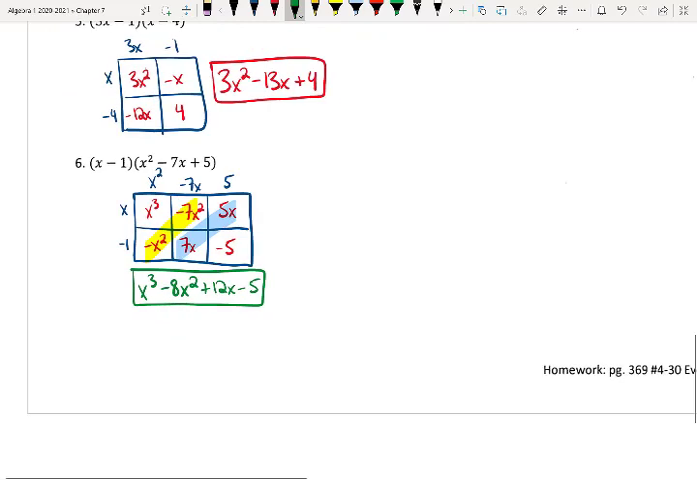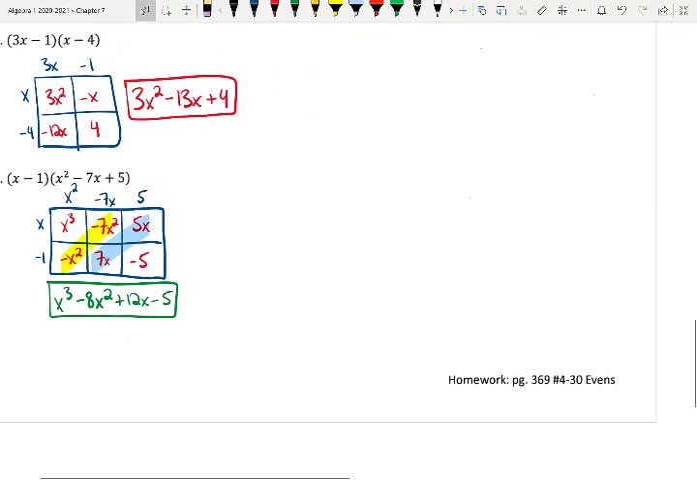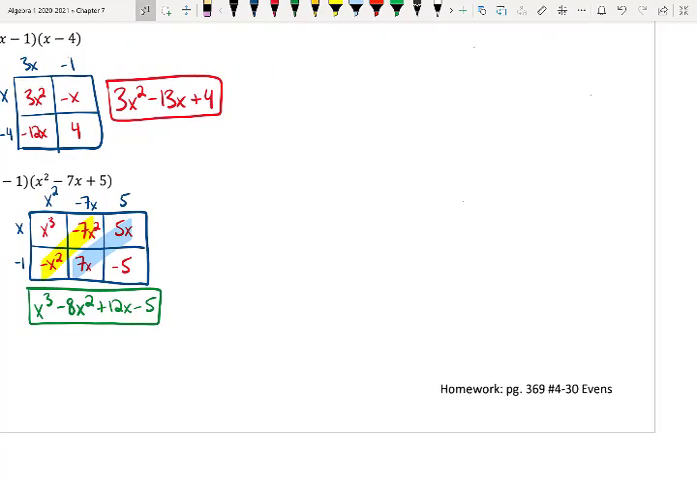All right, that is it for 7.2's notes. Homework is down there in the bottom right corner of your notes, as well as on the screen here. Your homework is on page 369, number 4 through 30, just the evens.